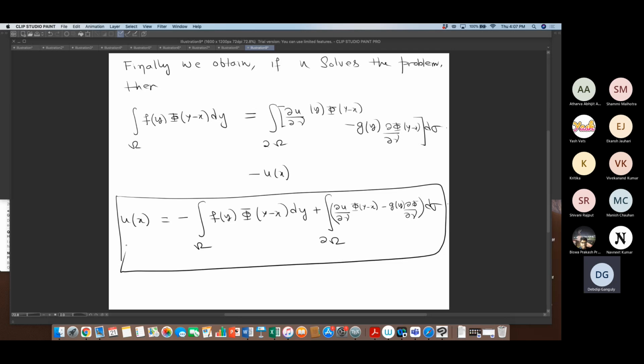Is that clear? But now we want to see g and del phi by del nu, everything is known. Phi is known, because phi is the fundamental solution. But the problem is still there. There is one small problem. Can you identify what is that small problem? We need to eliminate del u by del nu. Yes, we have to eliminate, because in the representation formula, this is a problem. We are writing the solution in terms of del u by del nu. This is nonsense. So still I have to eliminate this. If I can eliminate it, then this will be a nice representation formula.